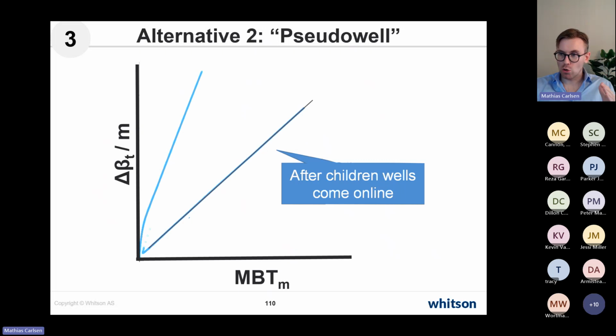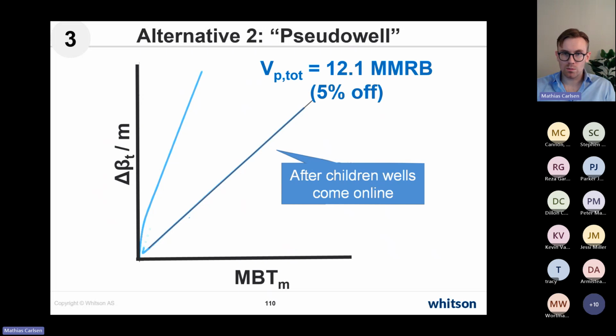We see that we have 2 slopes, one before we put in the children, I guess, and then one after. And that pore volume was around 12.1. So that's a little bit more off, but 5% off. So still pretty close to the whole contacted pore volume.